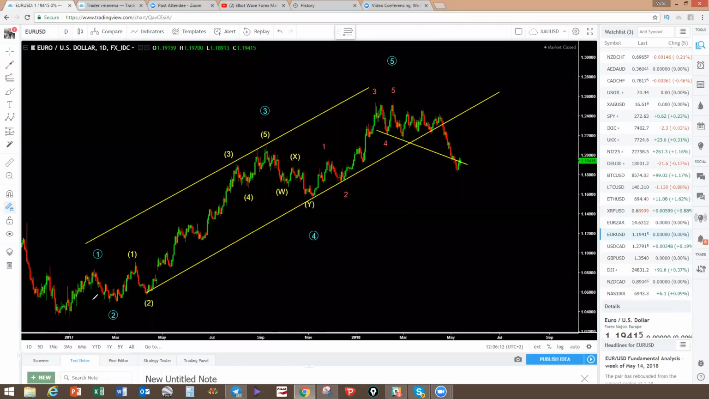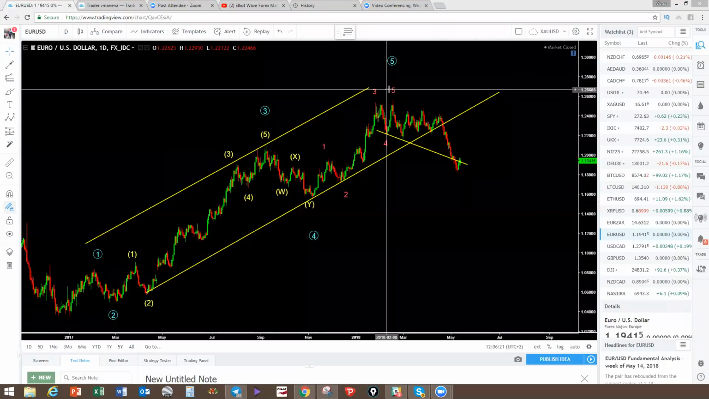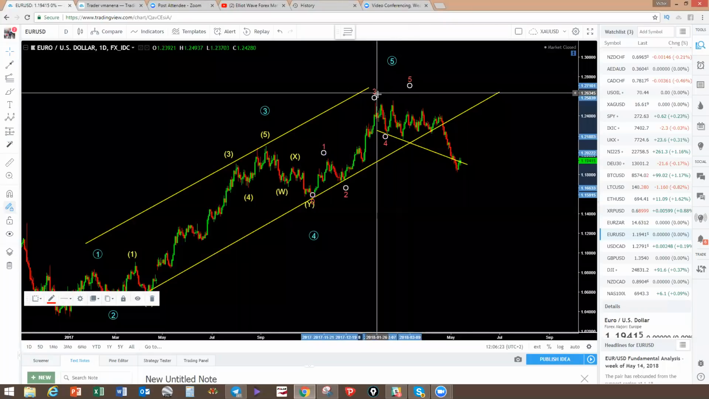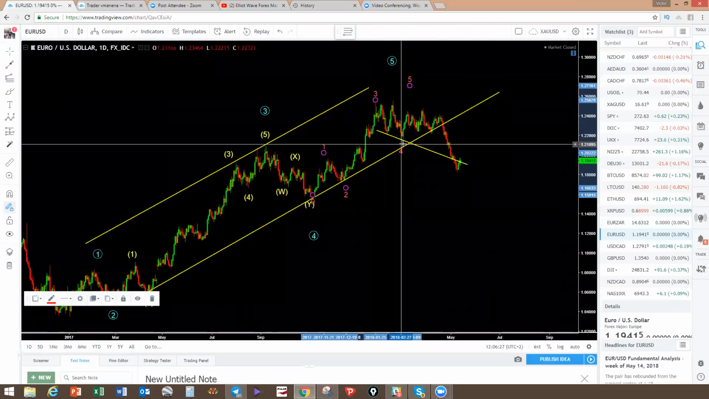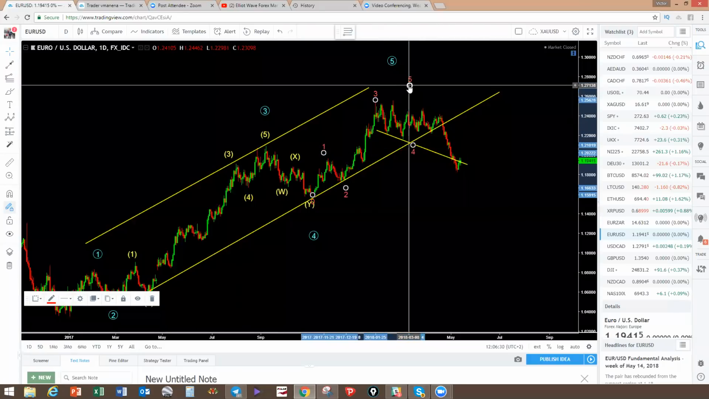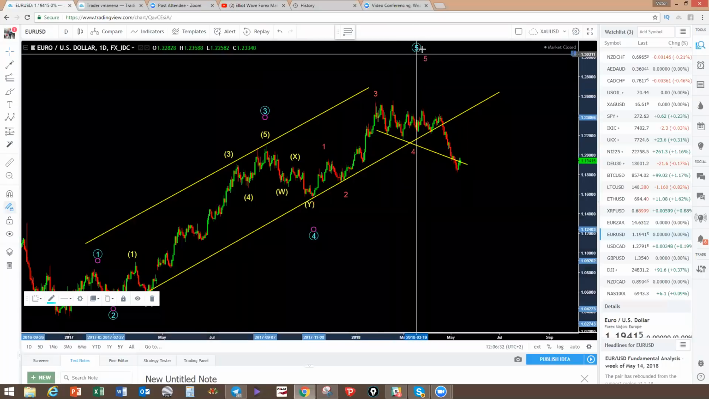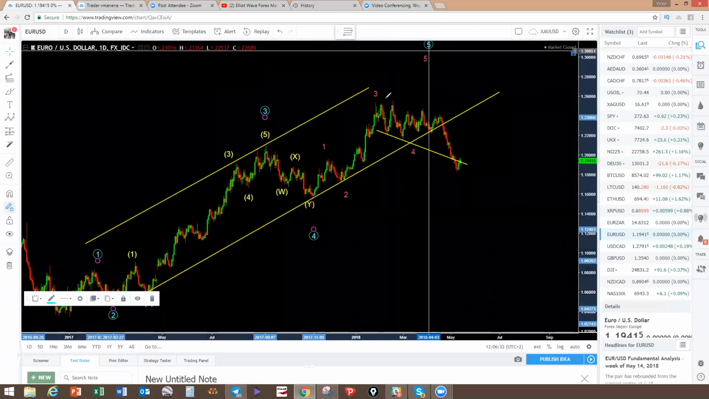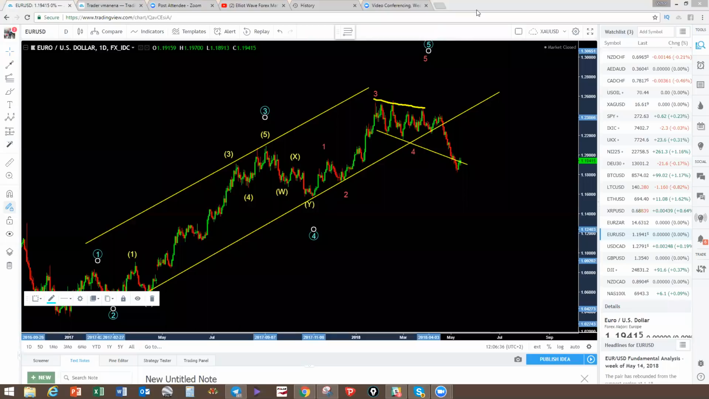Okay, so here's 1, 2, 3, 4, 5 that we were looking at on this swing. Previously we were looking at this as a wave 4 and a 5 for the move higher to complete that wave 5. If you remember, that's what we were looking at.